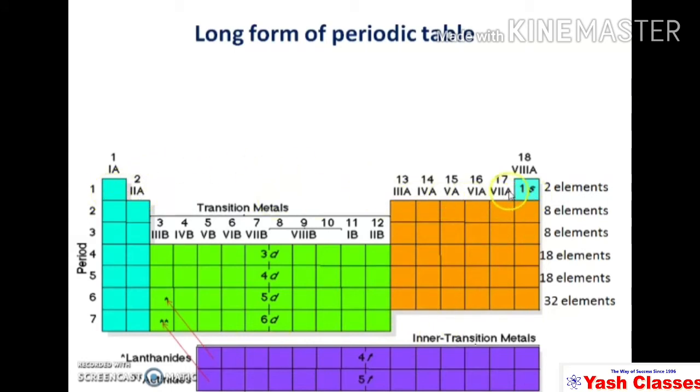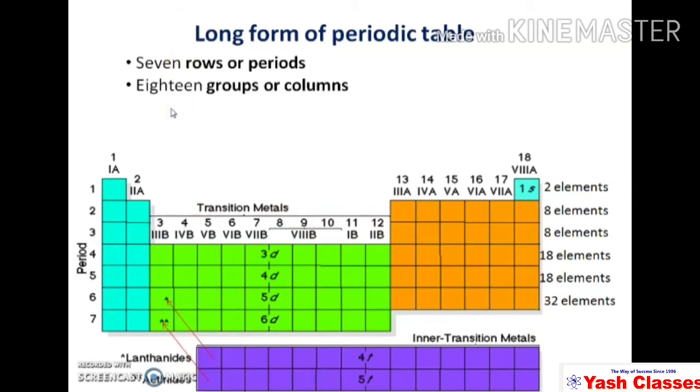This is the outline of the periodic table. In the first row there are 2 elements. In the second row there are 8 elements. In the third row there are again 8 elements. In the fourth row there are 18 elements. In the fifth row there are again 18 elements. In the sixth row there are 32 elements. In the seventh row also there are 32 elements. So in this way there are 7 rows and 18 groups or columns.